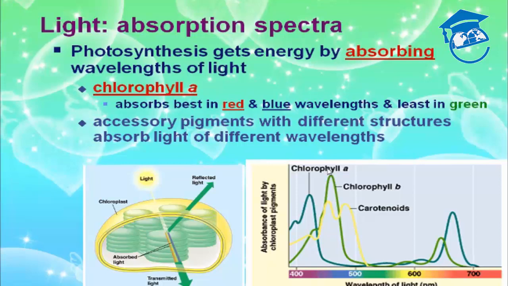So chlorophyll B, carotenoid and xanthophyll are your accessory pigments with different structures, and they absorb light of different wavelengths, students. And chlorophyll A is your major pigment.